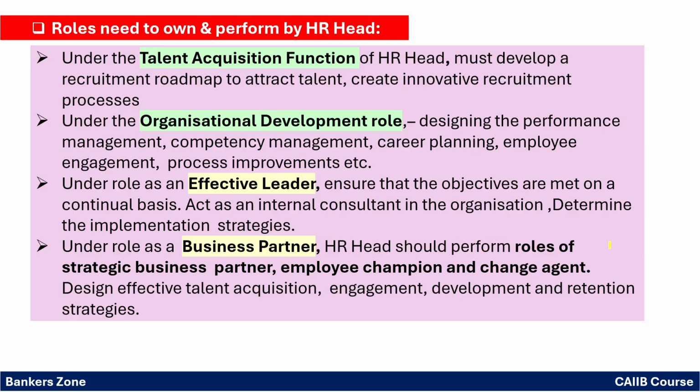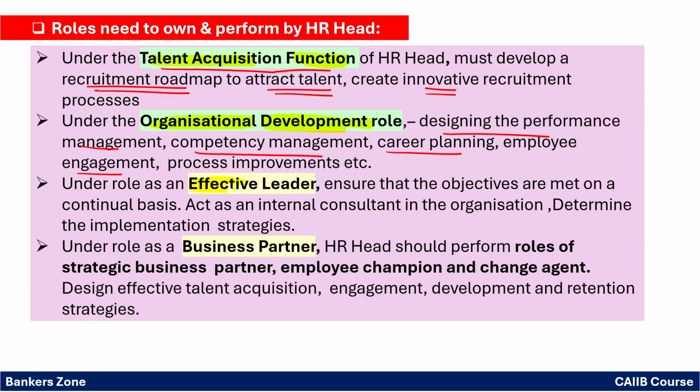Okay. Now, the roles need to be owned and performed by the HR head. The HR head should be able to do the following roles, right? Under the talent acquisition function, the HR head should be able to develop a recruitment roadmap to attract good talent, right? The recruitment should be an innovative process, so that good talent gets into the organization. Next is organizational development. With respect to it, designing performance management, competency management, career planning, and employee engagement are very, very important.